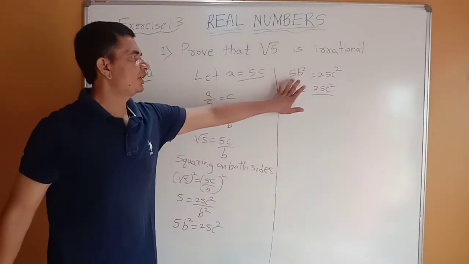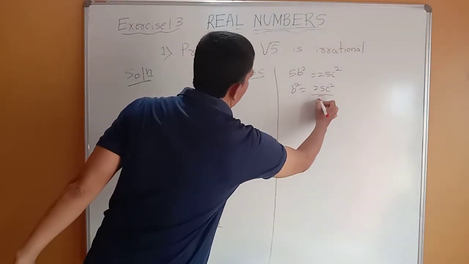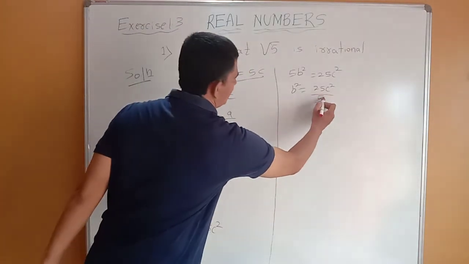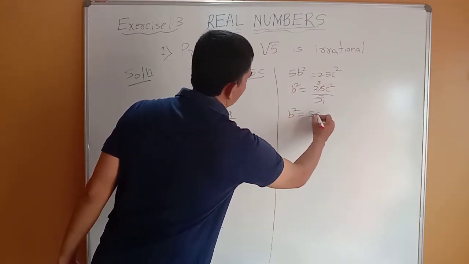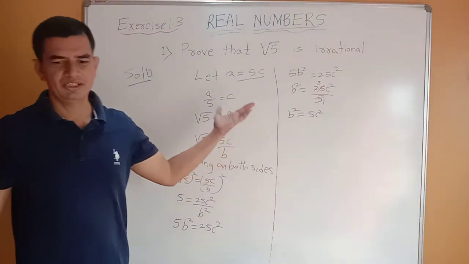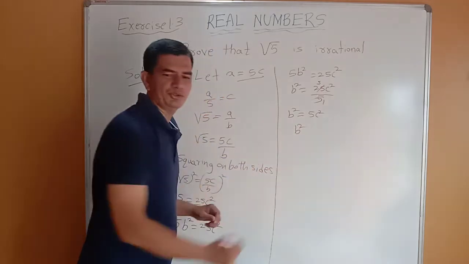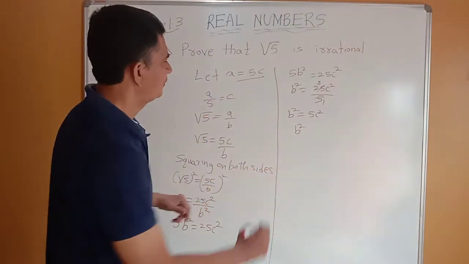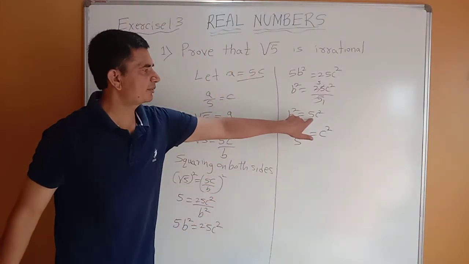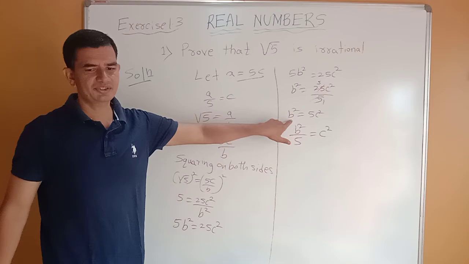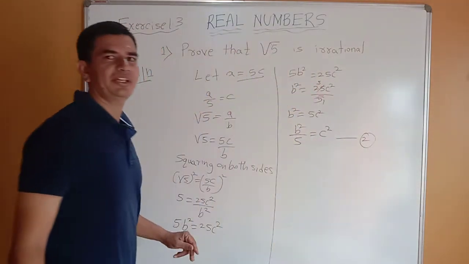So if you send this 5 to the right hand side, it becomes divisible by 5. Now you can cancel: 5 ones are 5, 5 5s are 25. So b square is equal to 5c square. Now b square by 5 is equal to c square, you can write, because we can bring this 5 to this side. If it comes this side, it becomes c square. So we can write this as a second statement.